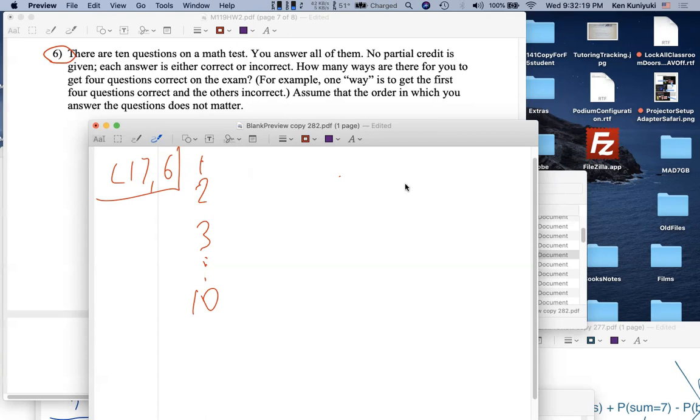So here's my question to you. Is it going to be 10 C 4, like 10 choose 4, or is it going to be 10 P 4? That's really the question. Now, here's the key observation. Assume that the order in which you answer the questions does not matter, so you just care about which 4 of the questions you got correct. How many ways are there for you to get 4 questions correct on the exam?